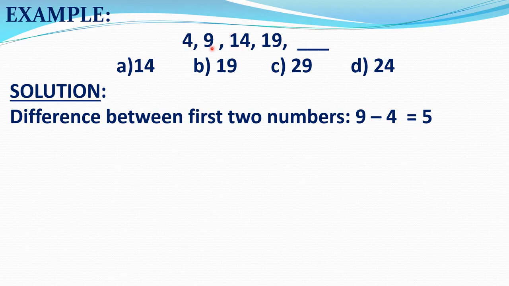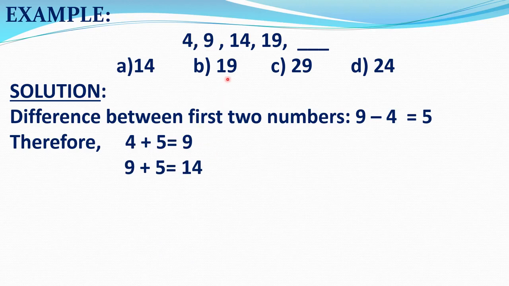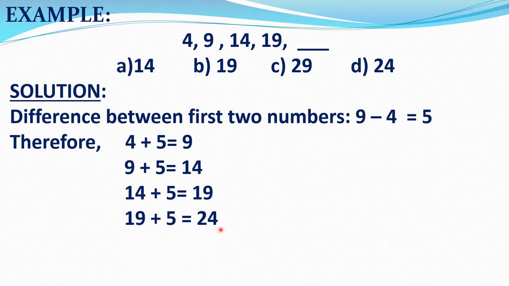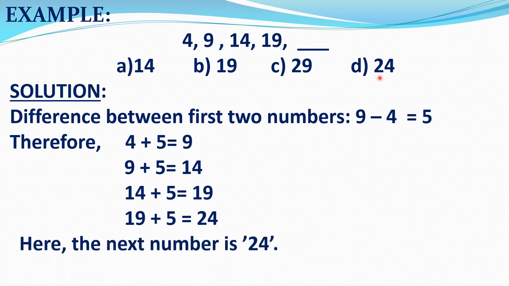So here 4 is our first number. So 4 plus 5 is equal to 9. So here we get the next number. Now 9 plus 5 is equal to 14 and 14 plus 5 is equal to 19 and now we have to find out the next number. So 19 plus 5 is equal to 24. So 24 is the correct answer and it is in option number D. So option D is correct.